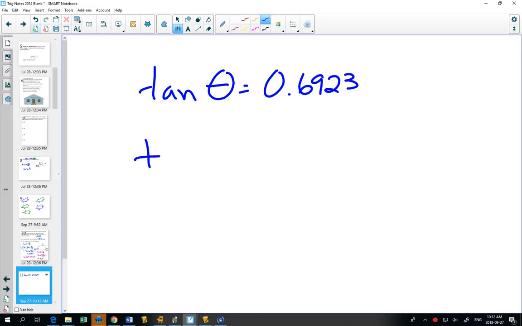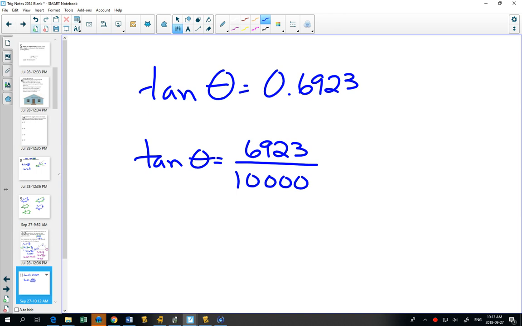Can you write this as a fraction? Well, if I go all the way to a 10,000th, that means that's my fraction. 6,923 divided by 10,000. Can you draw this right-angled triangle from its definition?